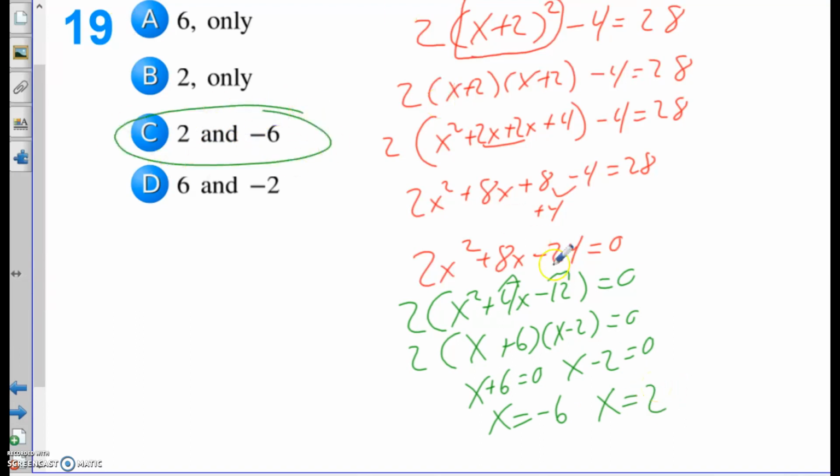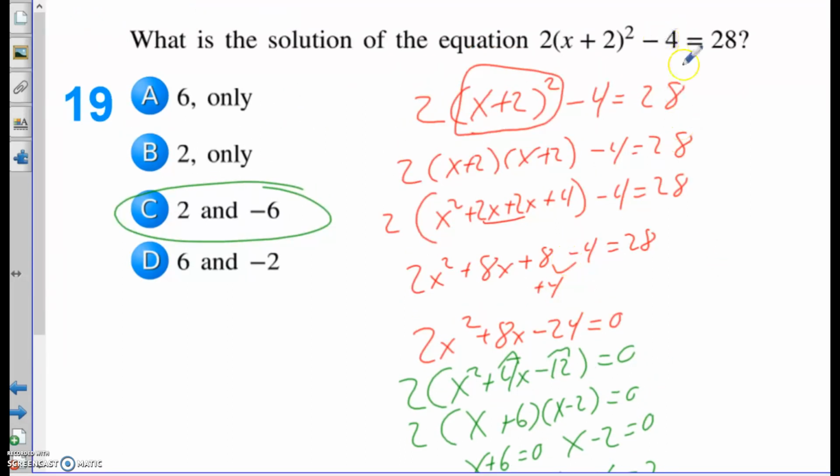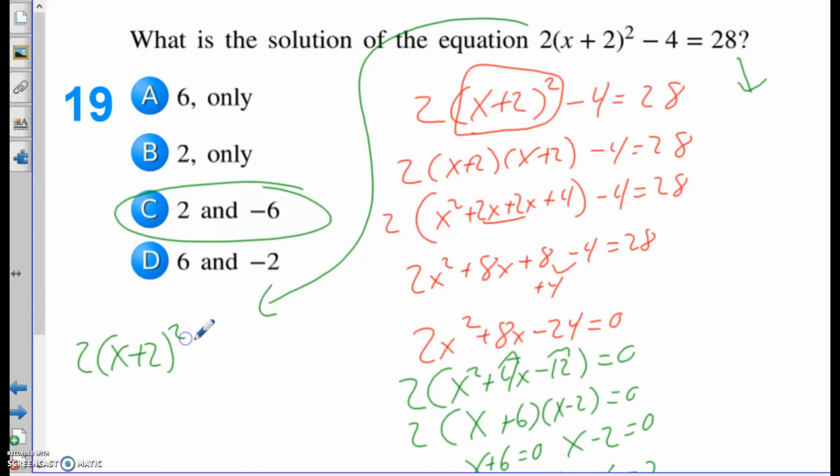But let me show you maybe an easier way to do this question. What if I just keep it as is here, but set it equal to 0? So keep the 2 parentheses x plus 2 squared and just minus the 28 right away. So minus 28 onto that negative 4. It's going to be negative 32 equals 0. And now that it's set equal to 0, this is what we'd call vertex form. My vertex is going to be negative 2, negative 32. But what I could do is type this into my y equals and find the solutions from my calculator. If it's set equal to 0, you could think of it as equal to y.